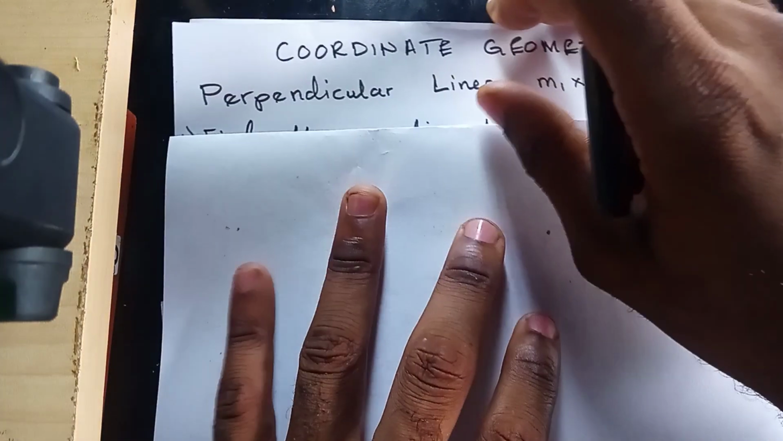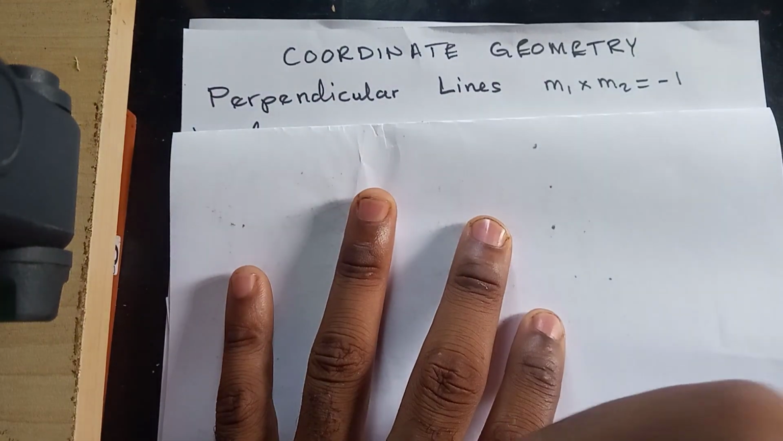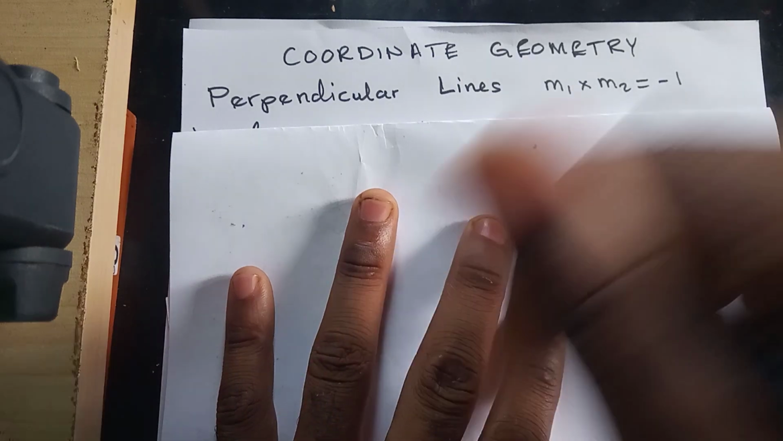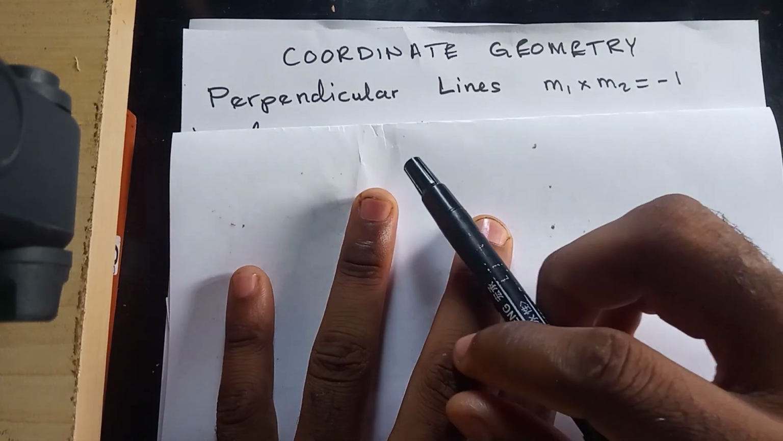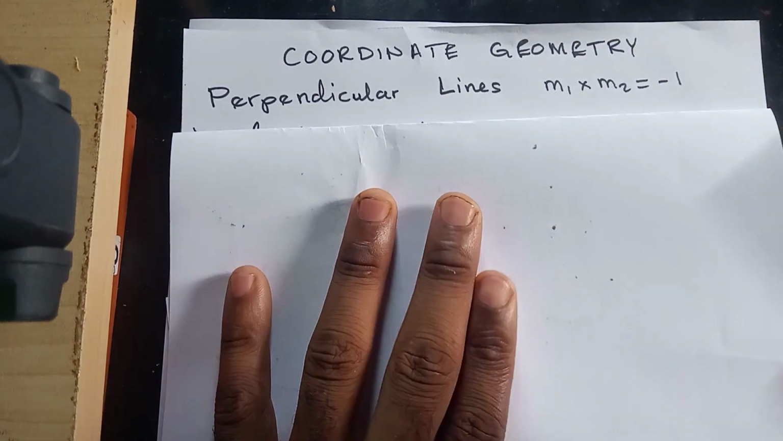Okay, so we are almost done with this topic. We are just remaining with one part, which is the intersection of points. So once we are done with perpendicular lines, then we just have one part and we are done.